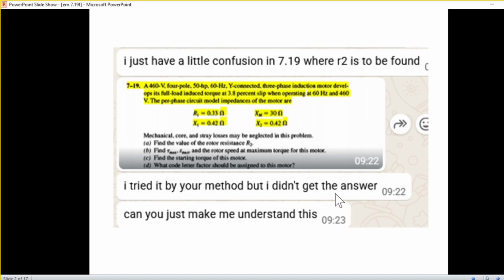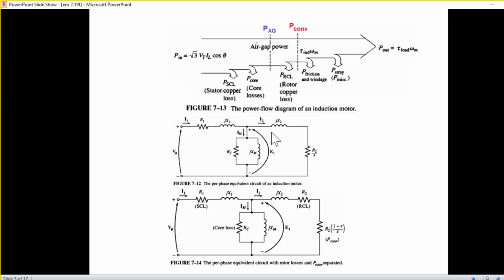For this, a student had requested help with some difficulty: "I have just a little confusion in 7.19 where R2 is to be found." He has given this snapshot: "I tried it by your method, but I did not get the answer. Can you just make me understand this?" So primarily, I want to make him and all other students who have doubt understand this question.